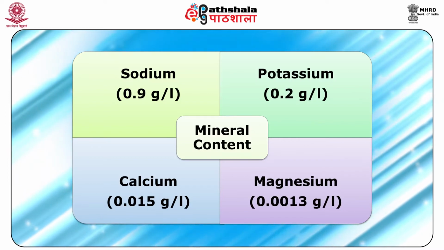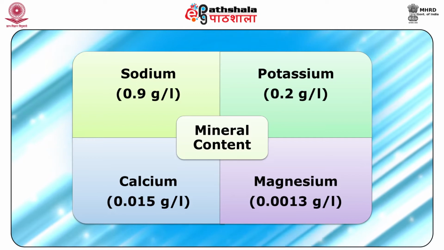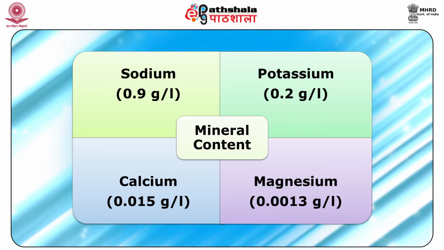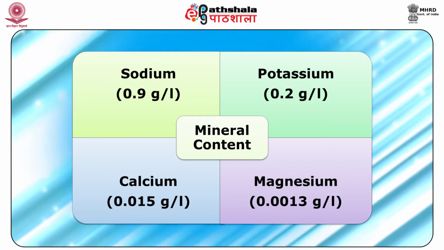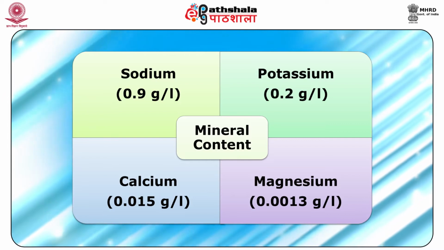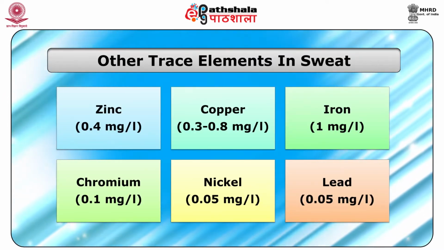An indication of minerals contained is sodium in an amount of 0.9 gram per liter, potassium 0.2 gram per liter, calcium 0.015 gram per liter, and magnesium 0.0013 gram per liter. Also, many other trace elements are excreted in sweat.